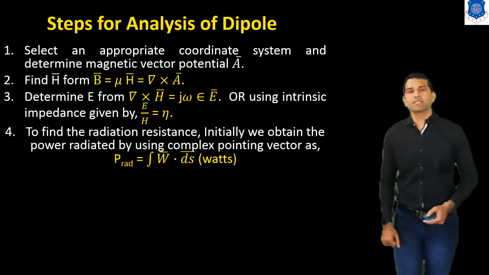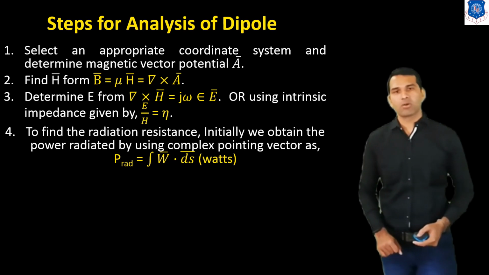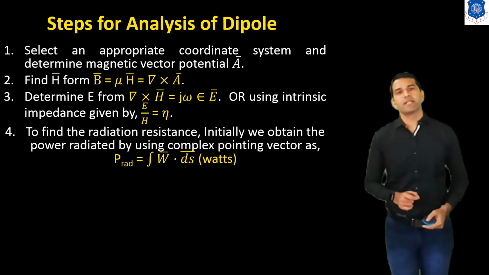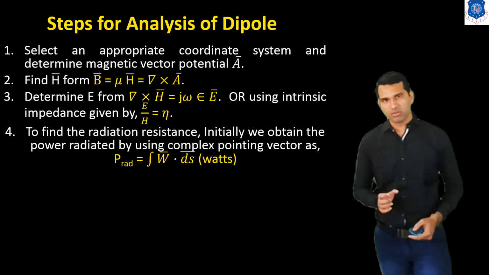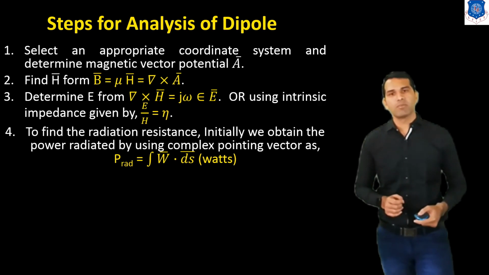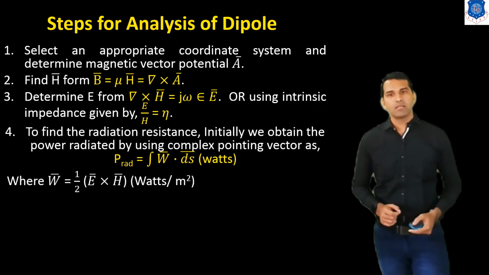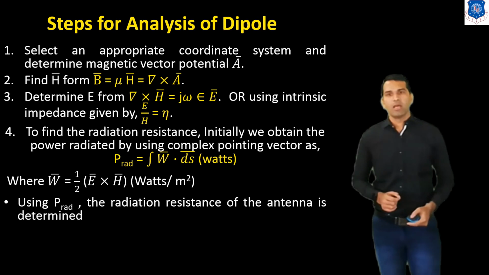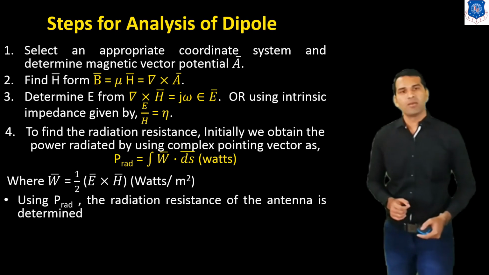Now to find the radiation resistance, initially we obtain the power radiated by using the complex Poynting vector, P radiate equals the integral of W dot ds. Here our goal is to find the radiation resistance. There is a relation between the power radiated and the radiation resistance. So first we find the radiated power, P radiate, by using this equation, W dot ds, where W equals 1 by 2 E cross H star. This is nothing but the Poynting vector. Using P radiate, the radiation resistance of the antenna is determined by the next equation.